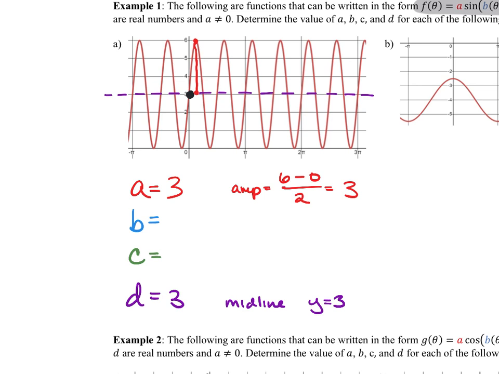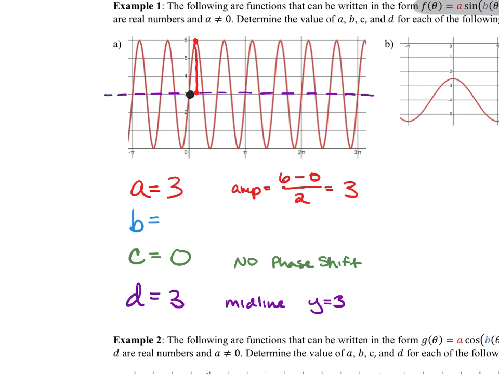Now you guys noticed earlier that this was already a sine function. And if I'm trying to write a sine function, that means there is no phase shift. That's not how you spell that word. Shift. No phase shift because it's already sine. I don't have to scoot it around left and right.